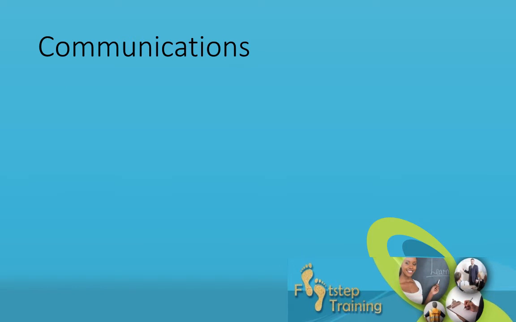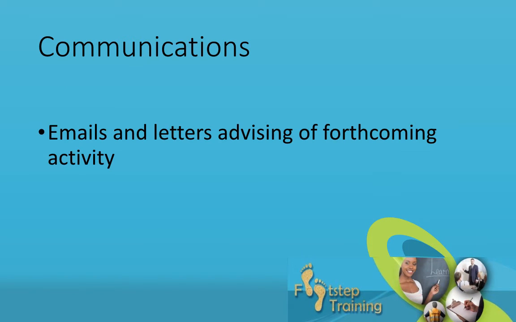Now, in terms of communications, you will need to send emails and/or letters advising of forthcoming activity. Awarding organisation external quality assurers will send letters and emails to centres advising them that they will be coming out to the centre to do activity.